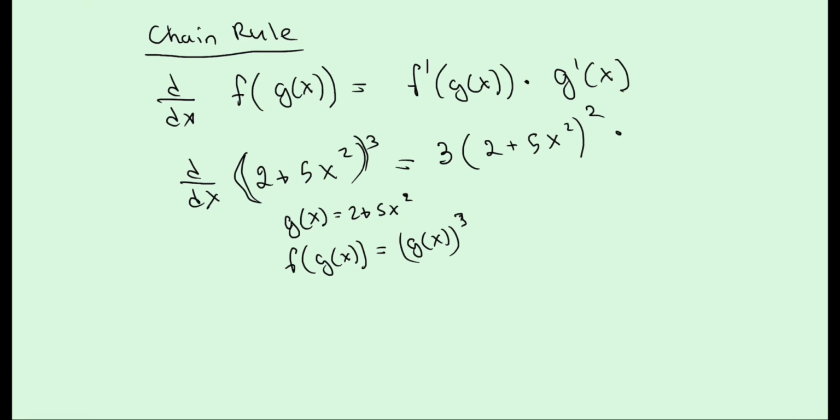Now we're going to derive the inner function, which is this part. The derivative of the inside function is 0 plus 2. We bring the 2 down, and we get 10x raised to the power 1. So we get 10x. That's the answer. Now let's do another problem.